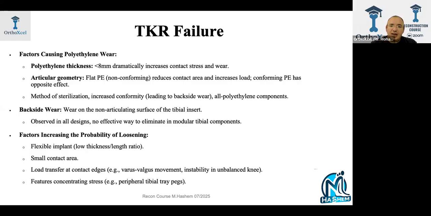What increases the loosening? The loosening in total knee replacement: flexible implant, small contact area, load transfer at the edges, and any features concentrating stresses, like, as we agreed, putting the knee in more varus, or putting in a CR knee, which is with less conformity. All this will help with increasing the stresses and causing the knee to fail.